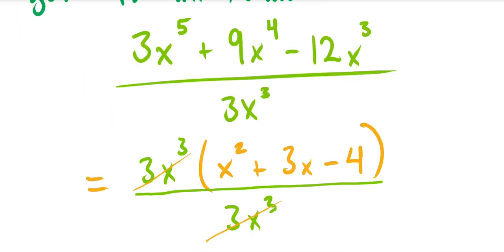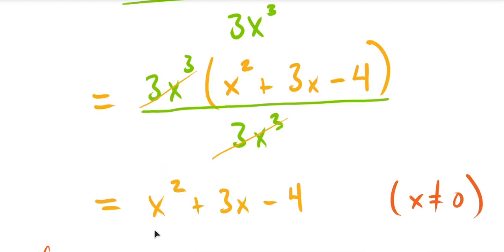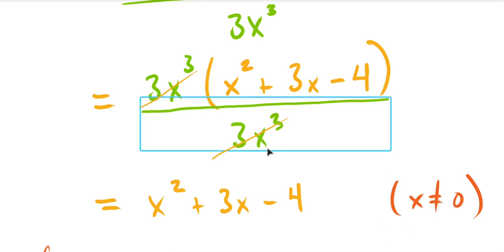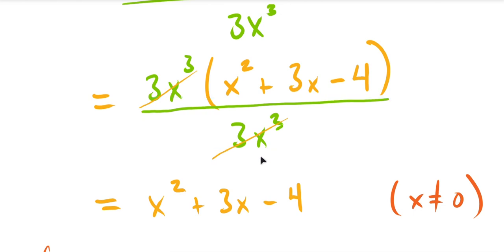And so we notice that we could divide 3x to the 3rd out from our numerator polynomial and cancel it entirely with the 3x to the 3rd on the bottom. This would leave me just the x squared plus 3x minus 4. And we must keep in mind that x could not be 0, because that would have made 3x to the 3rd 0, and that would have been disallowed.